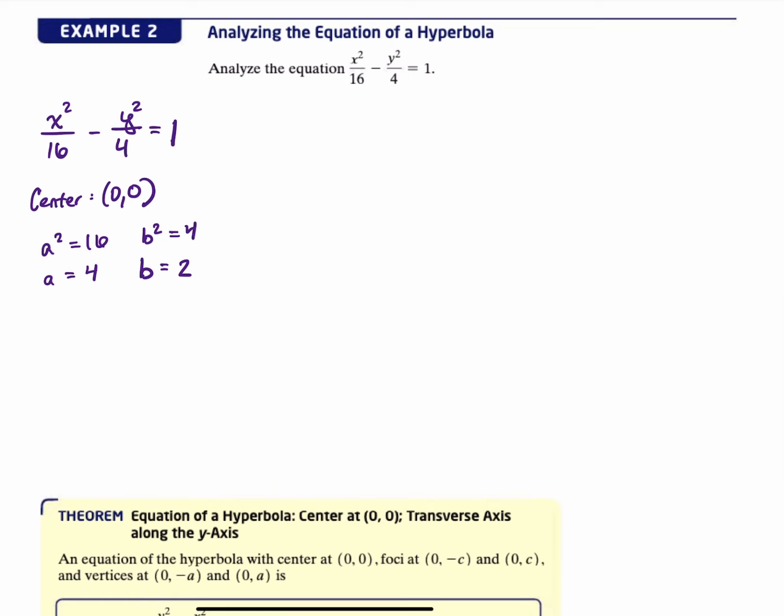So just with these pieces of information, we can actually produce the graph because we know the center and we can figure out where the vertices should be. The center is at 0, 0. Our a value is 4. That's the square root of the value under the x term. So we'll go a distance of 4 units to the left and to the right of our center point. So we'll have a vertex over here and another one over here.